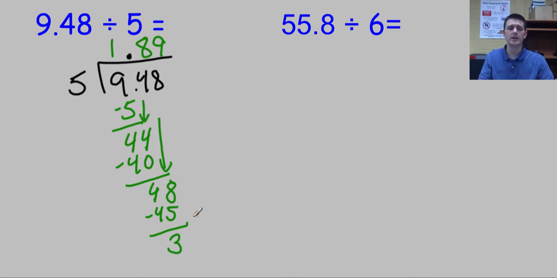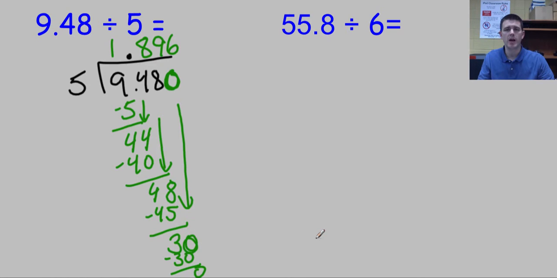So I can't stop dividing because I still have that 3 down there. But what I can do is I can add a 0 to the end of my number here. It doesn't change the amount that was there, but now it gives me an extra digit to go ahead and keep dividing. 5 goes into 30 6 times. 5 times 6 is 30. And now I do have 0 left over, so I can go ahead and stop. So my answer was 1.896. So we don't stop just because we run out of digits. Instead, we keep adding zeros to the end of our decimal until we get to the end of the problem. We keep dividing as long as we need to.